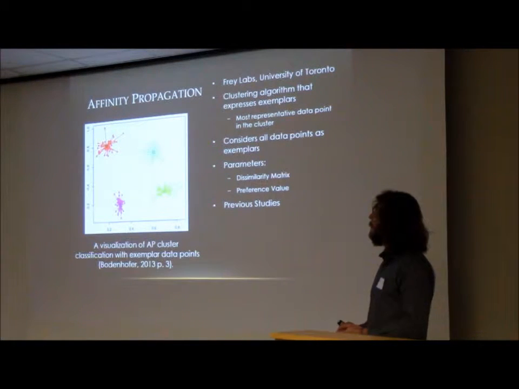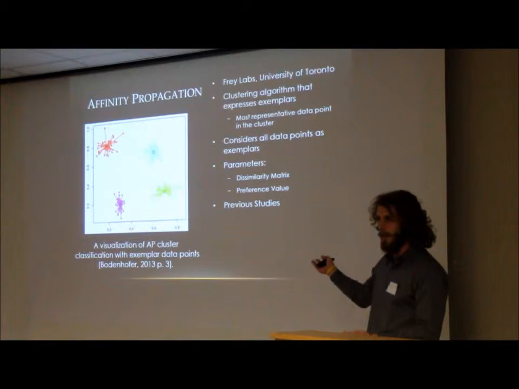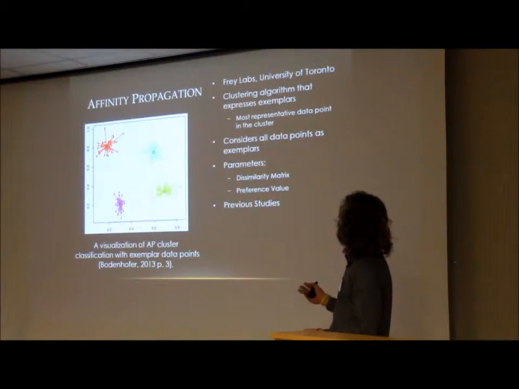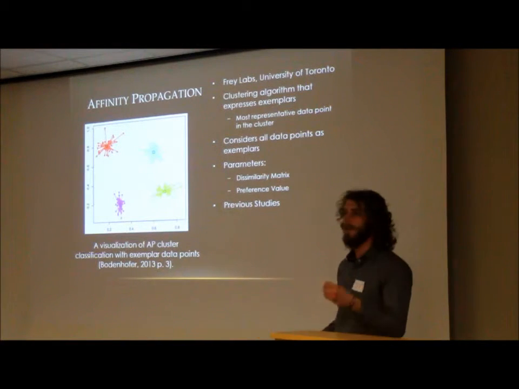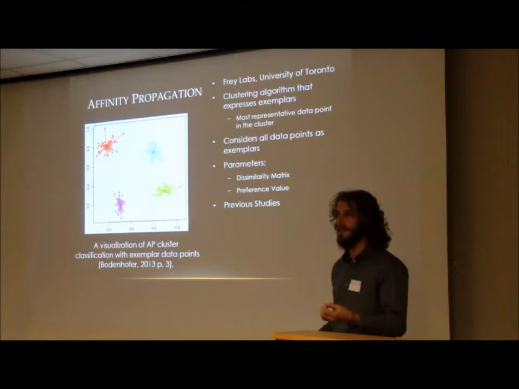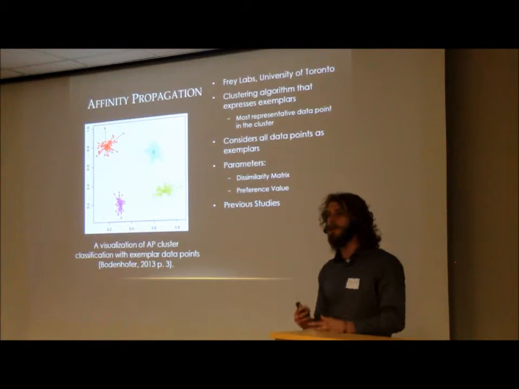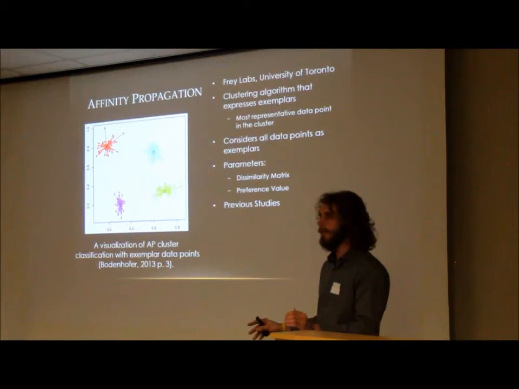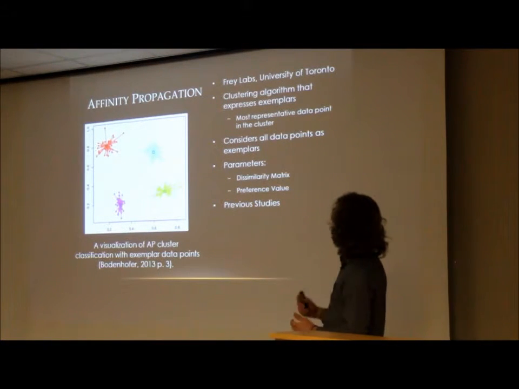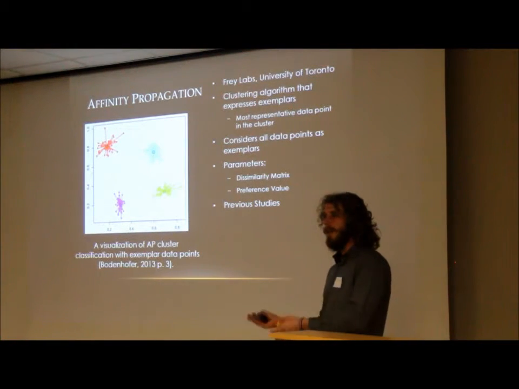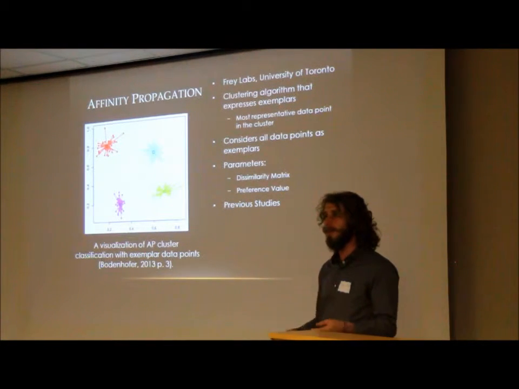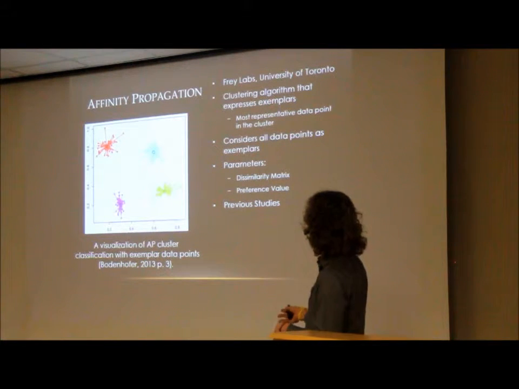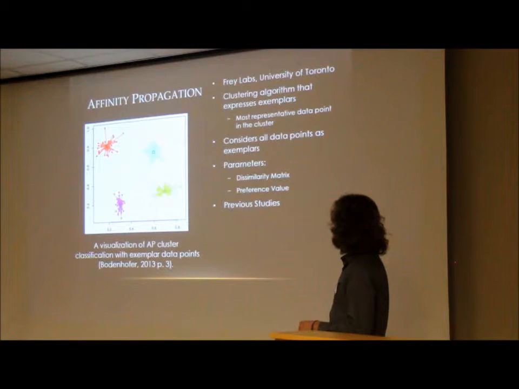The statistical algorithm that I used in my study was called Affinity Propagation, as in the title. It was developed in Frey Labs at the University of Toronto. It's a clustering algorithm that expresses exemplars, which, as I stated, are the most representative data points in the cluster, and they're actual data points that come from the data set. They're not averages or anything of that sort. What it does is it considers all data points as exemplars. Unlike other clustering algorithms such as k-means, which sometimes starts out with a randomly selected or predefined set, affinity propagation does not do that. It goes through and considers all.